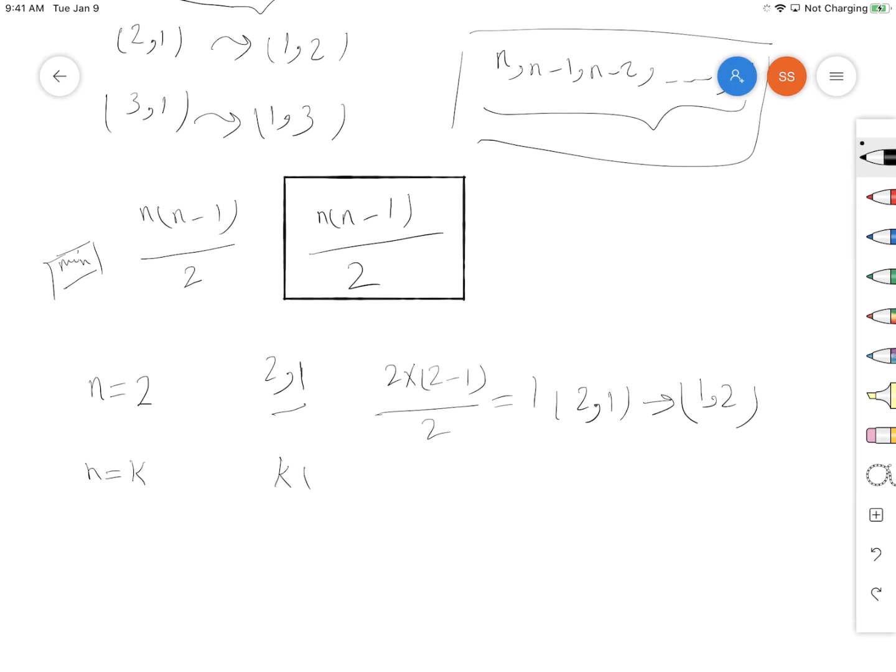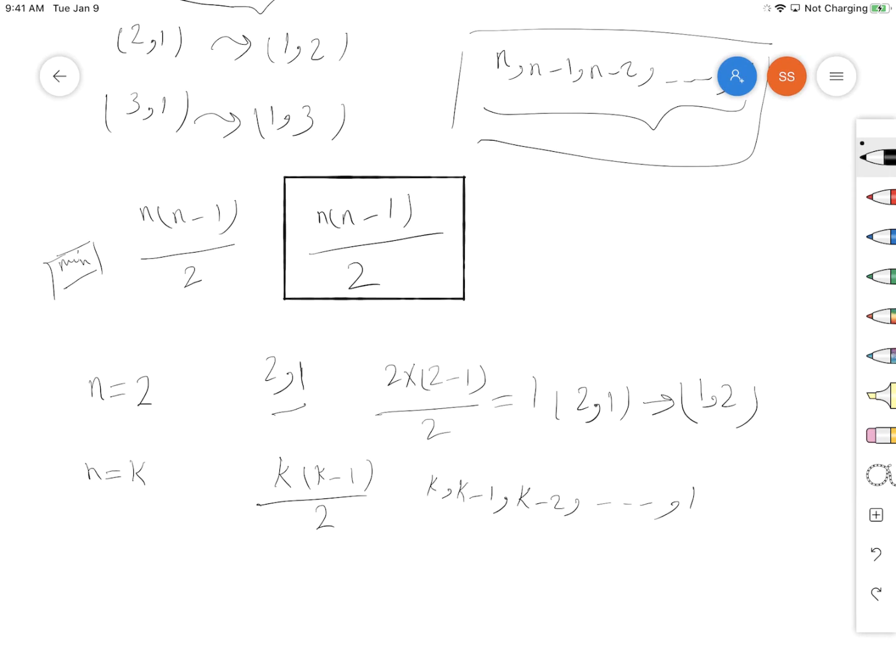k multiplied by k minus 1 divided by 2 comparisons. That's the minimum, or the at least, number of comparisons. Now let's also write the numbers. It's going to be k, k minus 1, k minus 2, until we reach the number 1.